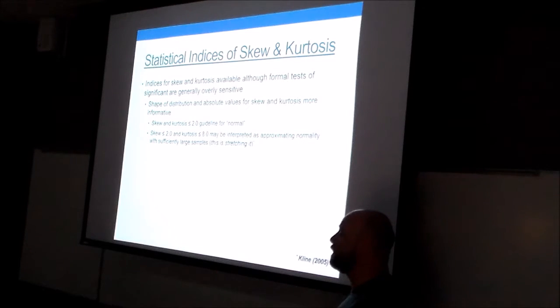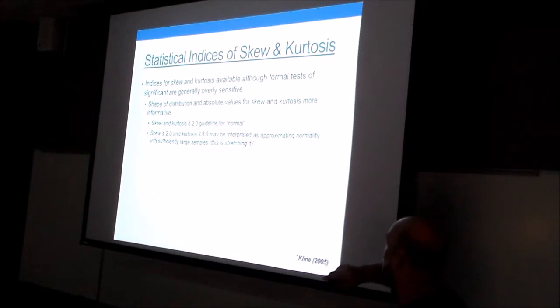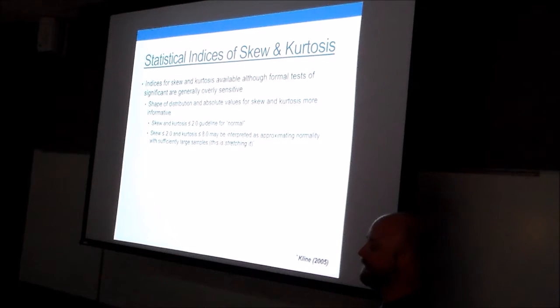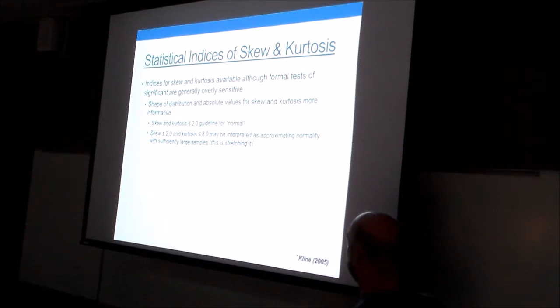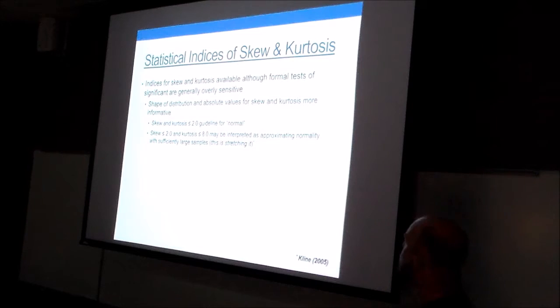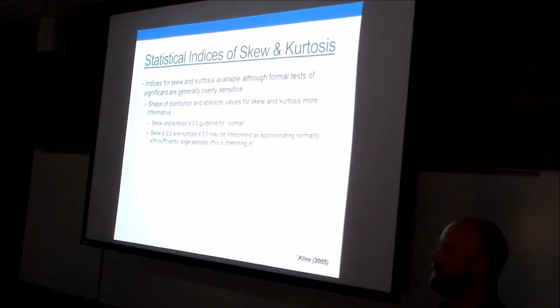Statistical indices of skew and kurtosis. We can go through, put formal tests and start to provide an actual numerical metric to help us gauge the extent to which our distributions are deviating from what we would assume under a normal distribution, okay? We have formal tests of these, okay? So you can test whether or not you have a significant level of skew and a significant level of kurtosis. These are useless and you should never use them, okay?